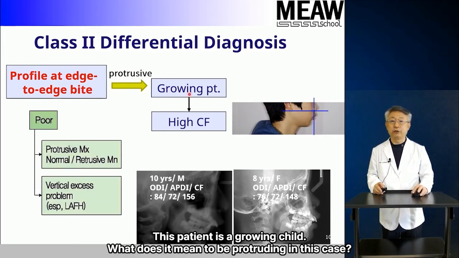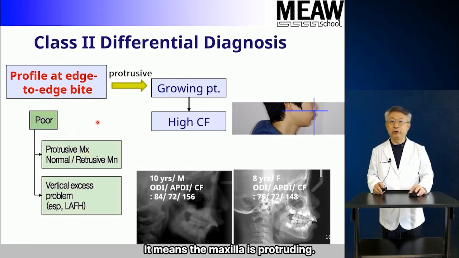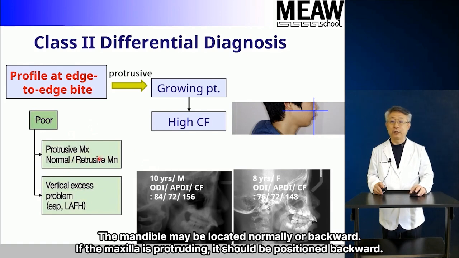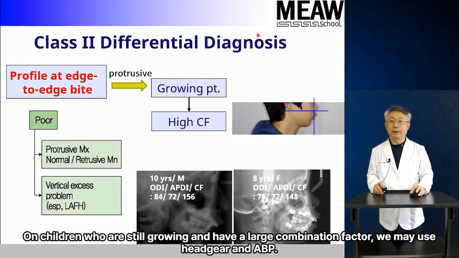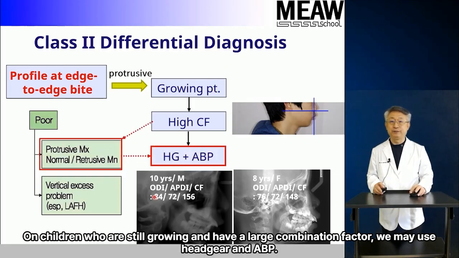This patient is a growing child. What does it mean to be protruding in this case? It means the maxilla is protruding. The mandible may be located normally or backward. If the maxilla is protruding, it should be positioned backward. On children who are still growing and have a large combination factor, we may use headgear and ABP.